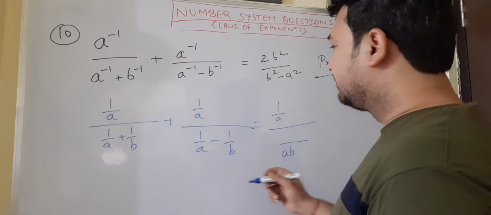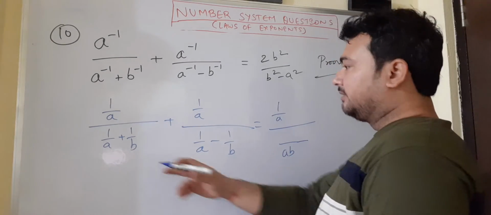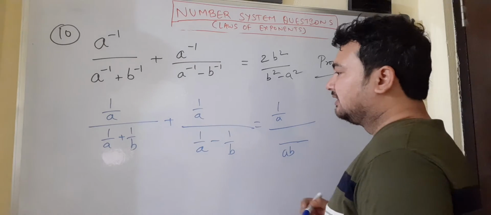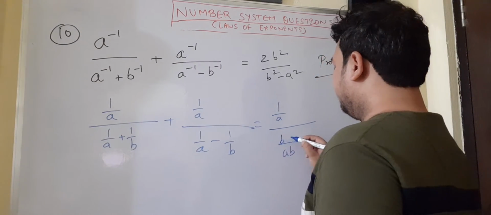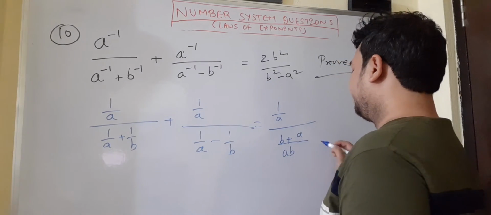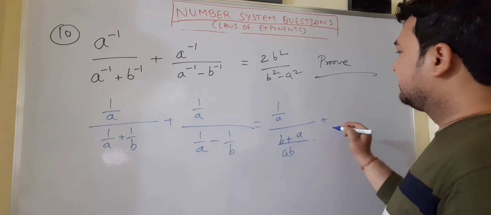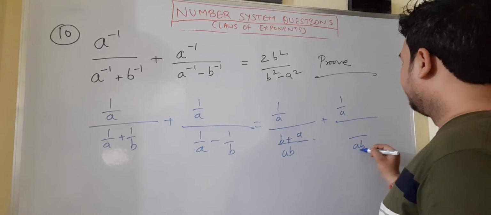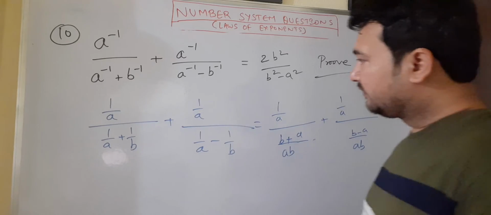So take AB as the denominator. B times A will multiply this. If you multiply A with B, then only you will get this. So B times B will multiply with 1, which is B. Same with this B also, it will be A. Next term, 1/A divided by, here also AB will be the denominator, and B minus A.